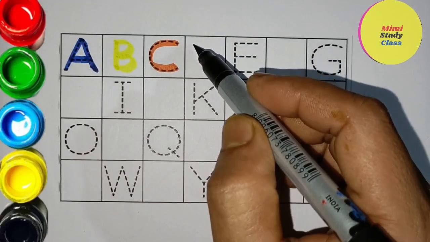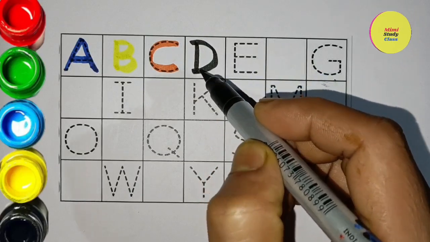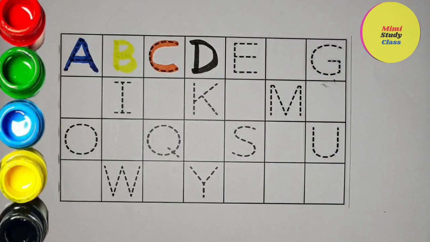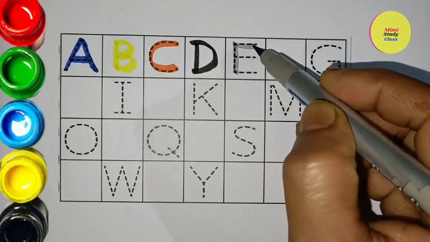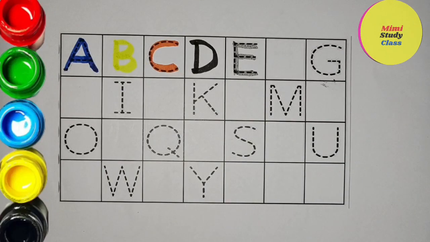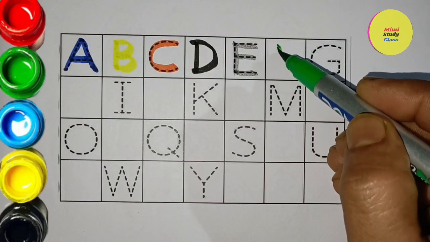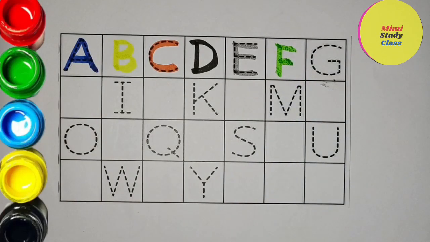Black color. D for dolphin. Silver color. E for elephant. Green color. F for fish.